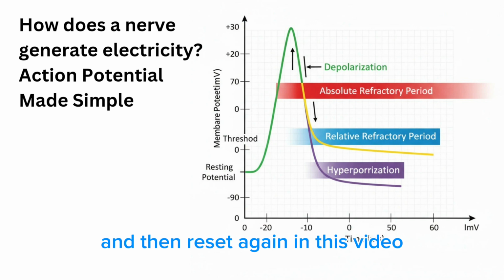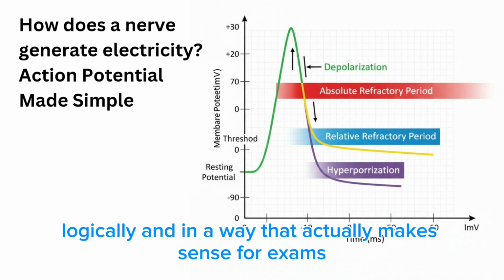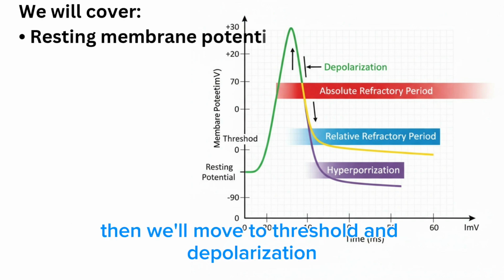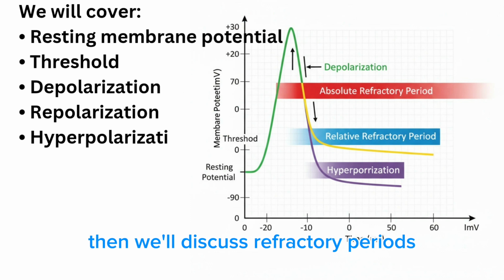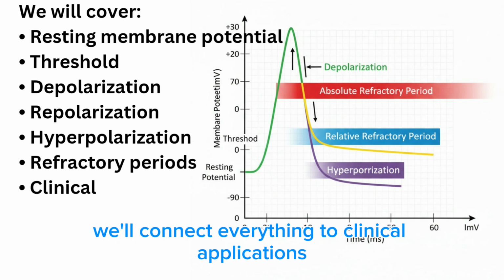In this video, we'll break down the action potential step by step, clearly, logically, and in a way that actually makes sense for exams. First, we'll understand resting membrane potential. Then we'll move to threshold and depolarization. After that, we'll analyze repolarization and hyperpolarization. Then we'll discuss refractory periods, very important for exams. And finally, we'll connect everything to clinical applications.